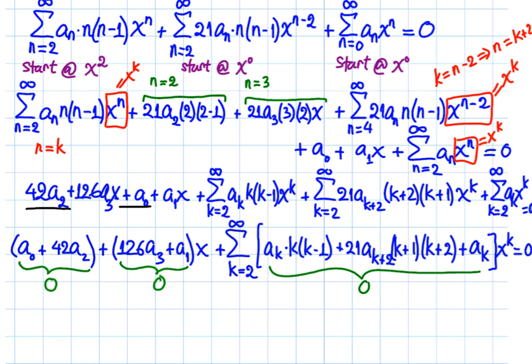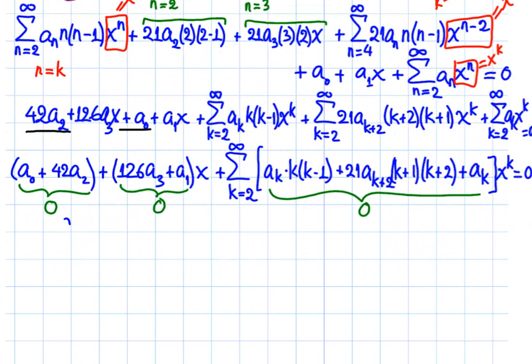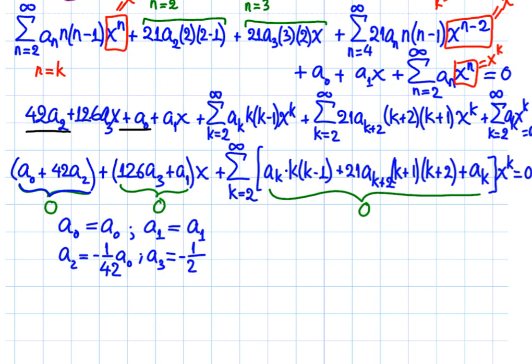Right. Now just write down what we have. We don't know what a naught is equal to, so we just say a naught is equal to a naught. A1 is equal to a1 because there's no restriction there. Now if a naught plus 42 a2 is equal to 0, so a2 must be equal to negative 1 over 42 a naught. And a3 is equal to negative 126 times a1.